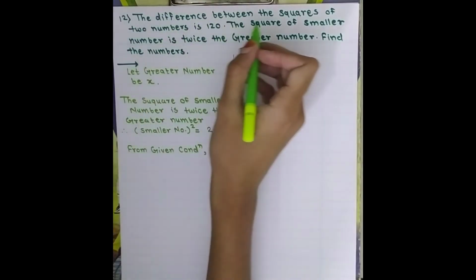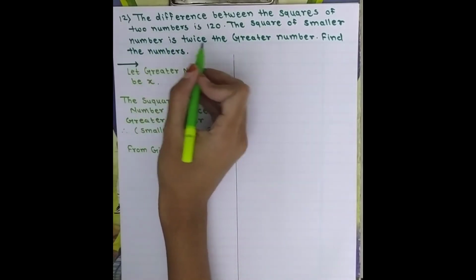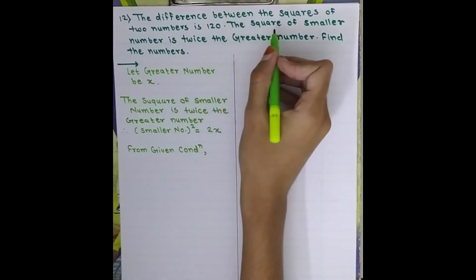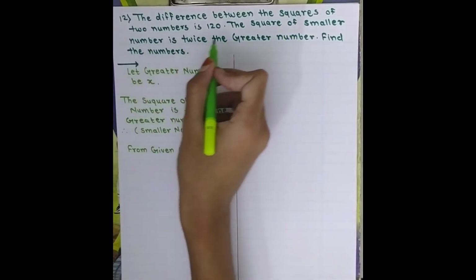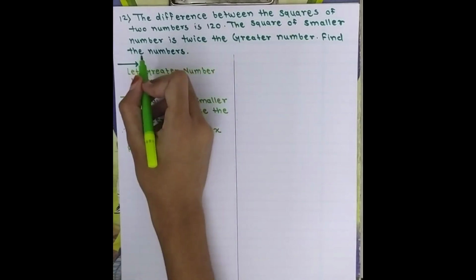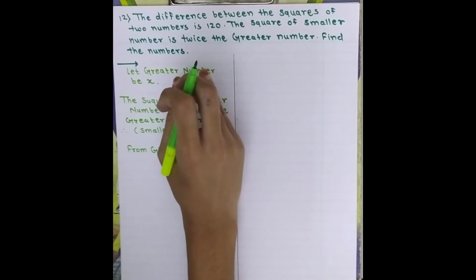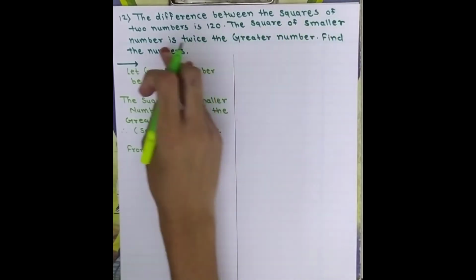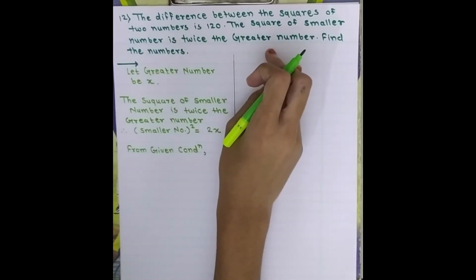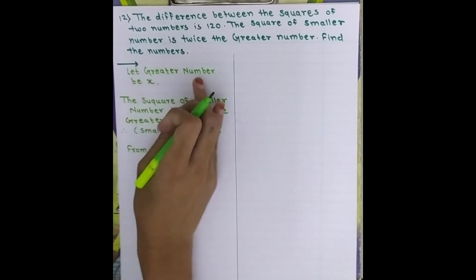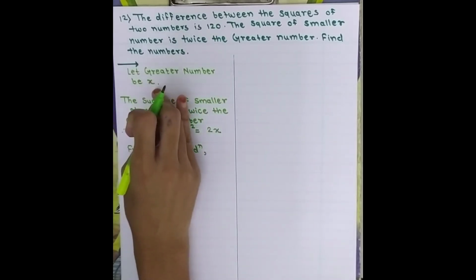Question number 12: the difference between the squares of two numbers is 120. The square of the smaller number is twice the greater number. Find the numbers. It means there are two numbers, one smaller and one greater. The square of the smaller number is twice the greater number. So first, let the greater number be x.